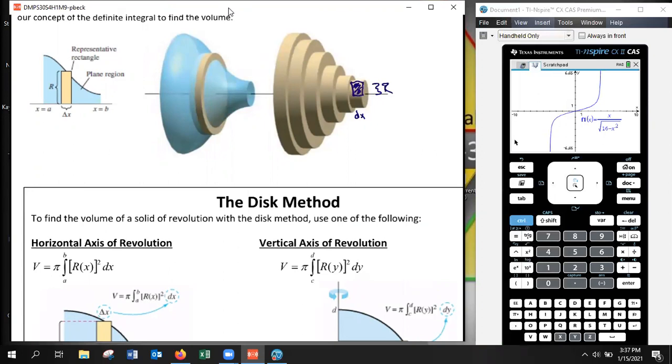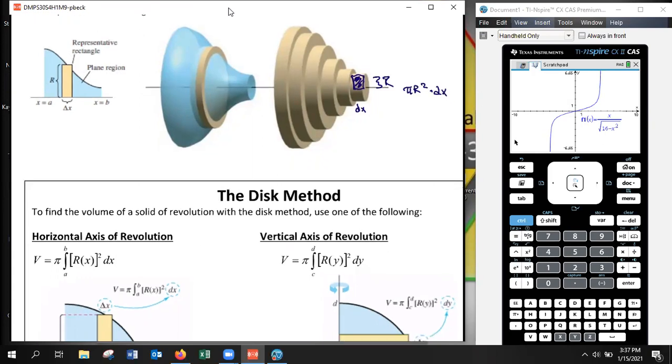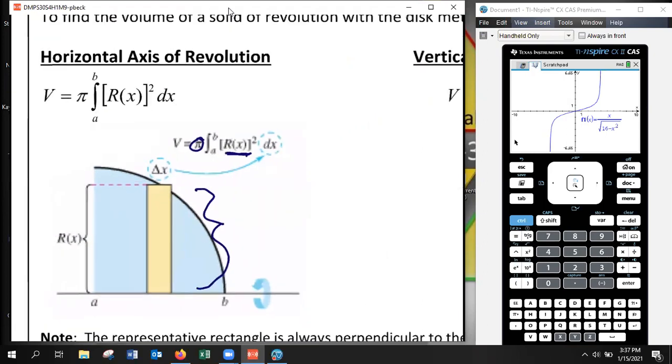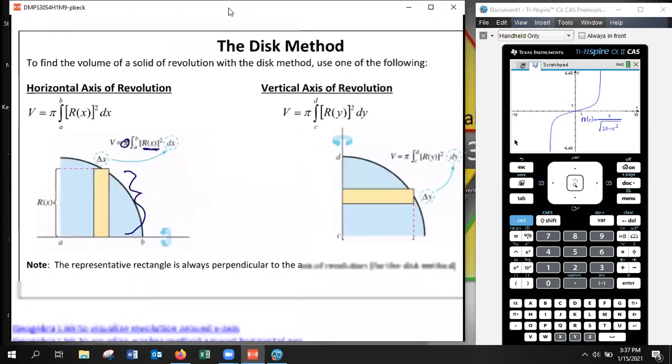So the radius, when we revolve it, ends up being pi r squared. That pi r squared is the area of the circle times the thickness, dx, and we sum up all of those together to get our formula: pi times the integral from a to b of our radius squared dx, where that radius is going to be that distance from the function to the axis. Plain and simple. Now, what happens if it's a vertical axis revolution?